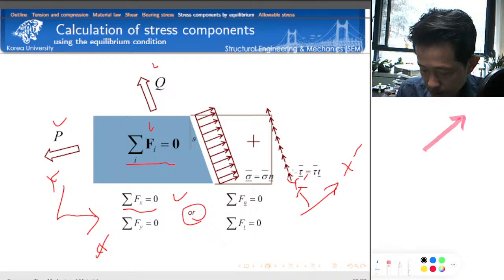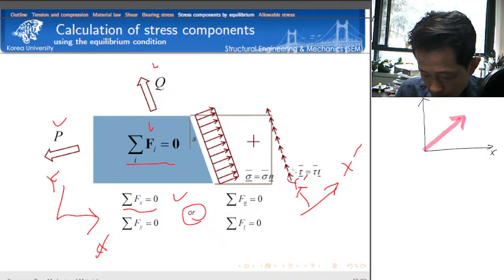First, let's consider this black coordinate system, x and y. If you do that, then the projection, the x component, is what? The x component is here. This is the x component because this is the projection. The y component is here. Isn't it? This is for the black coordinate system.